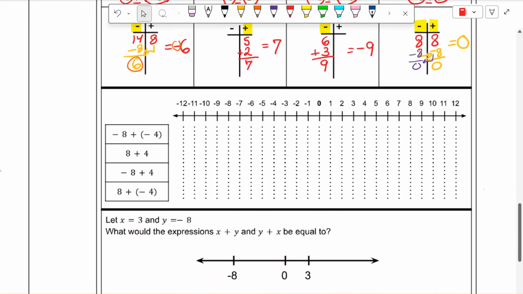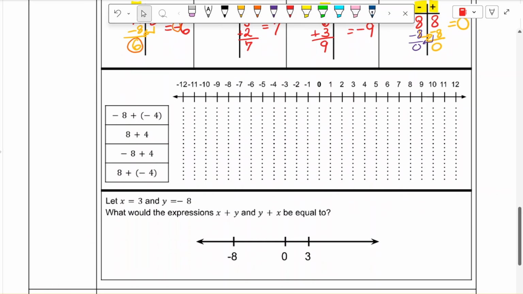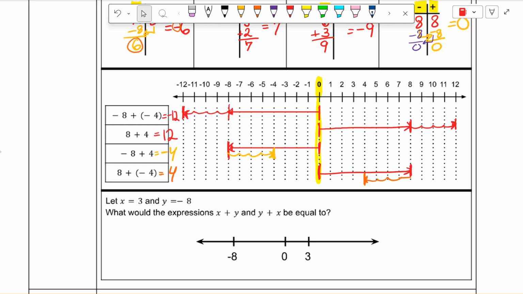All right, go ahead and pause the video and now try the number line. Pause now. Okay, you're back, and take a look at the answers from the number line. We have -12, 12, -4, and 4. Now, if you got any of those wrong, please examine your number line and fix it.